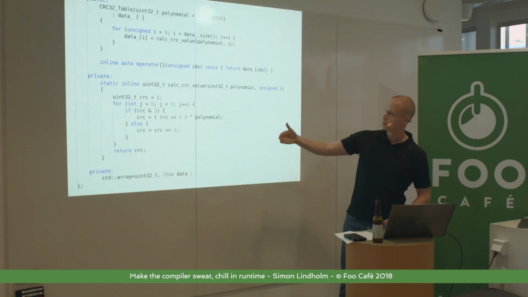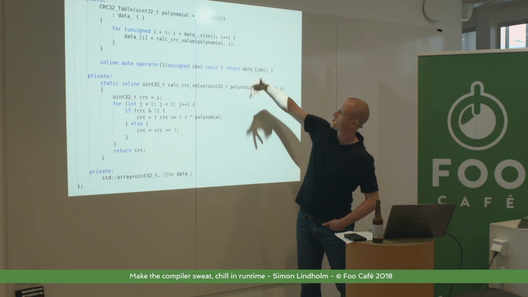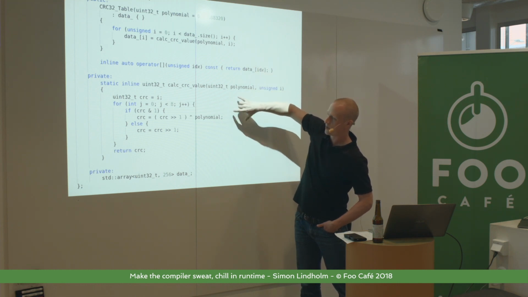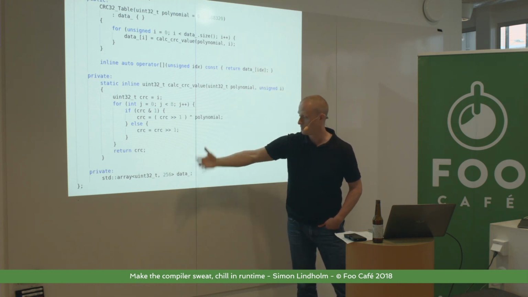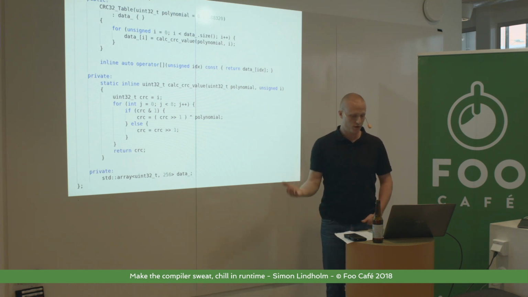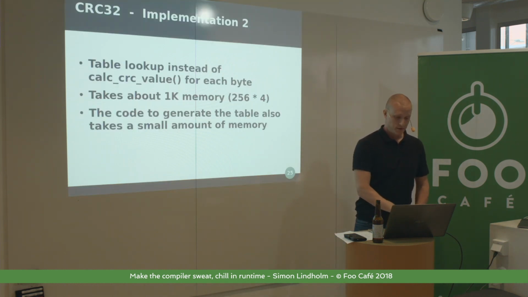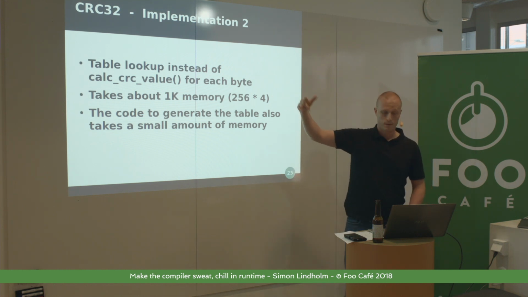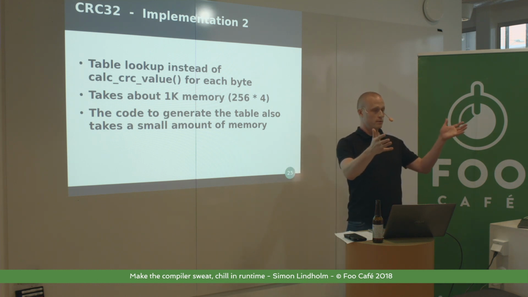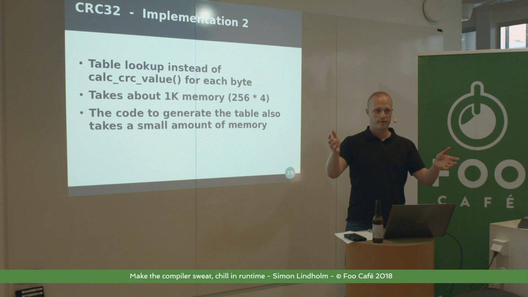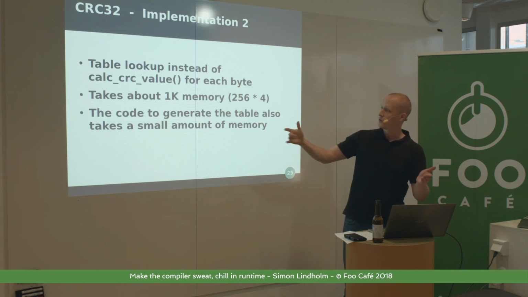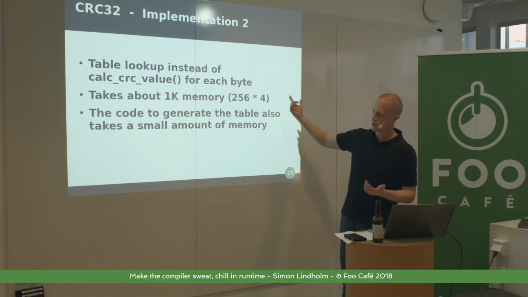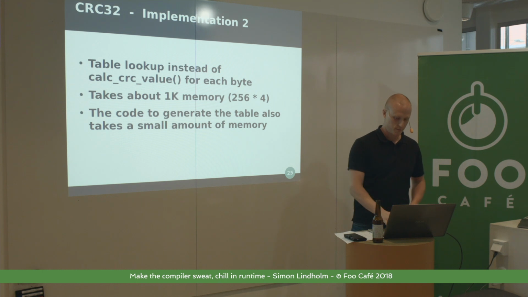And this is the class for the table. When you instantiate it, you loop through and call the same function, and you store the results in an std array. So that's pretty straightforward. A few things to note. You're using table lookup instead of a function call. You're storing 4 times 256 bytes, so that's 1K of memory. But you also need the code for actually generating the table. So this isn't a lot of memory, but it is memory that it's using.